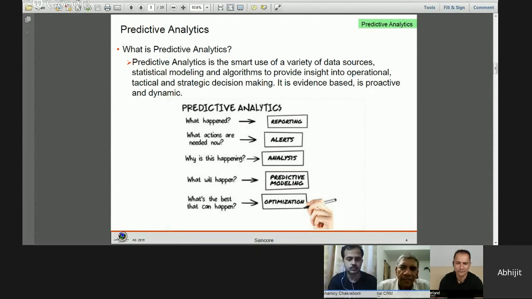So anyway, what is predictive analytics? I think these are slides we've seen before in a previous presentation. It's a smart use of a variety of these data sources that we talked about, using statistical modeling and algorithms to provide insight into operational, tactical, and strategic decision making. It is evidence-based, proactive, and dynamic. Typically, in the early stages of data analysis, we were reporting, then we asked what actions are needed now, so reporting, alerts, and monitoring. Then we ask why is this happening, which is analysis; what will happen in the future; what's the best that can happen; and how can we influence the best to happen, that is optimization.